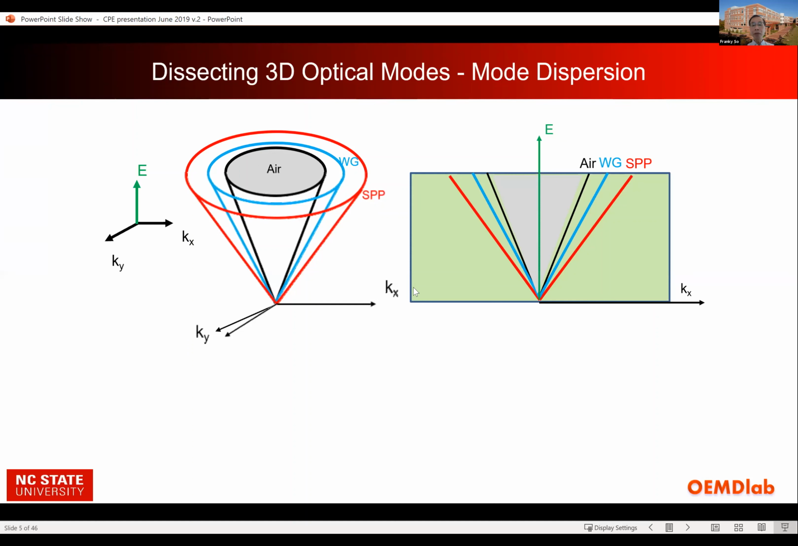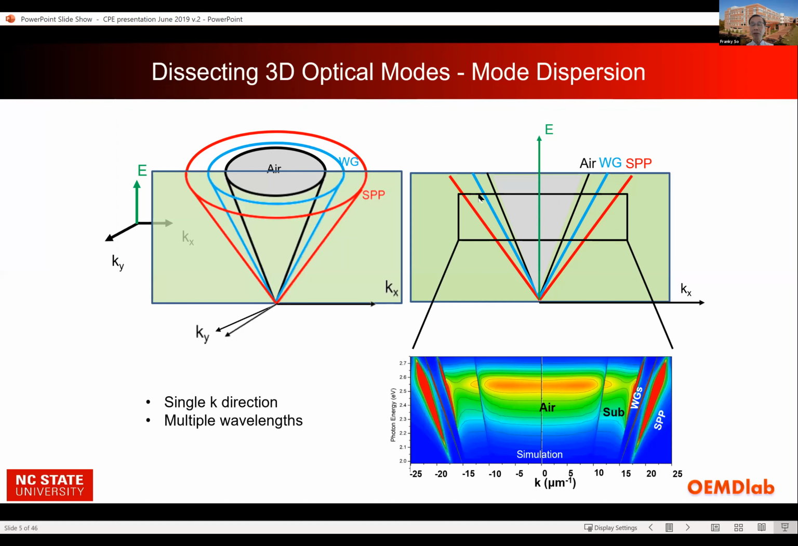When you take a vertical dissection, you get the dispersion, and when you take the region corresponding to the emitted light, this is what you see. In the middle is the air mode, and this is the substrate mode, and then you have the waveguide mode as well as the SPP mode.